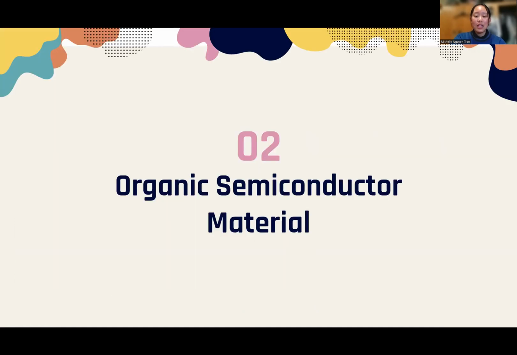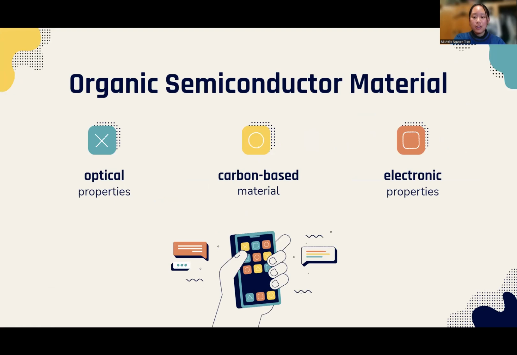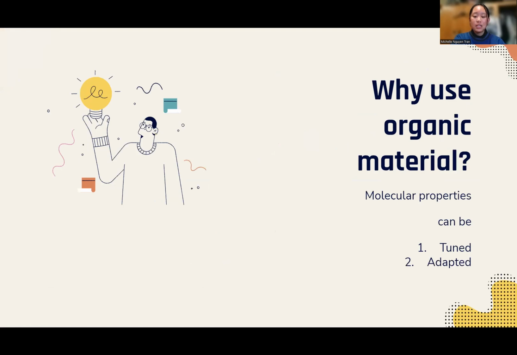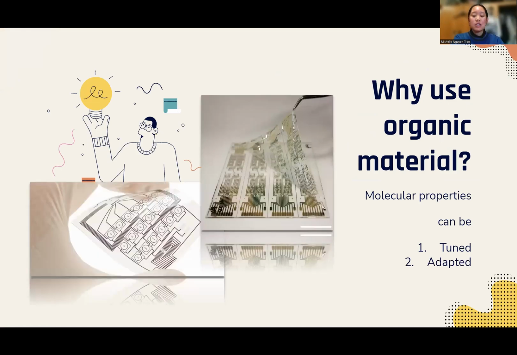So 2, organic semiconductor material. An organic semiconductor material, or OSM, is a carbon-based material with interesting optical and electronic properties that can be used in a variety of applications. One significant advantage of these organic materials is that their molecular properties can be tuned and adapted to suit the intended application through chemical design.